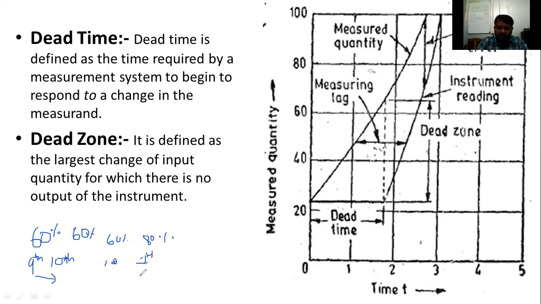So whatever efforts are taken from the 9th up to here, that is called input. For this much input, what is the output here? There is no change in the output. Is the output changed or not? No, no change here. That is called dead time.